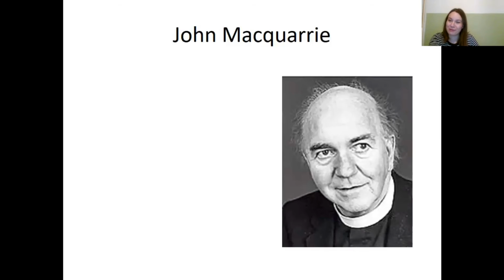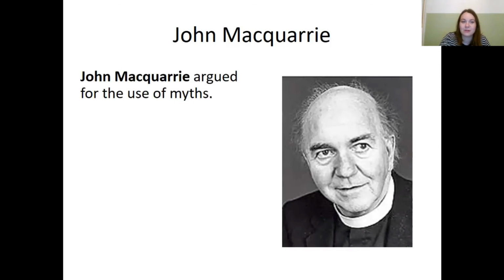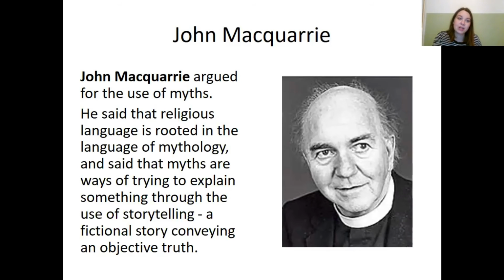Okay, so this is John Macquarie, who is the person that was criticising Tillich and his idea about symbol. And he goes a step further than saying we should use symbols. He actually argued for the use of myths, or reading the Bible as myth, to understand religious language. So he said that religious language is rooted in the language of mythology, and that myths are ways of trying to explain something through the use of storytelling, and therefore a fictional story can convey an objective truth.